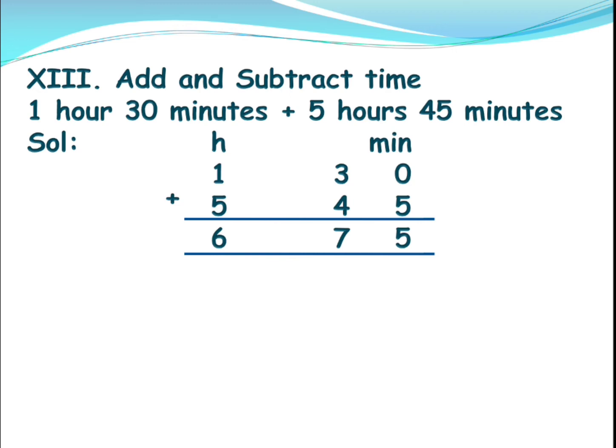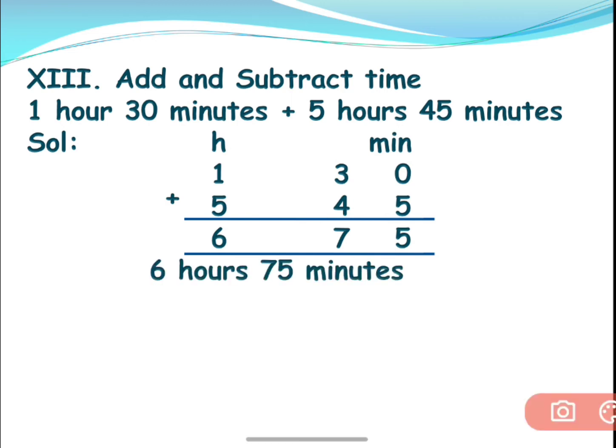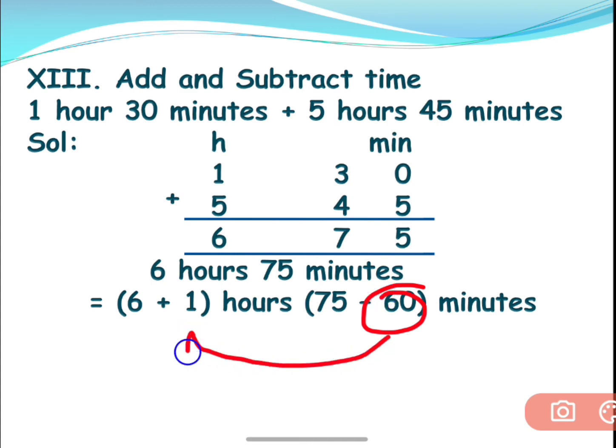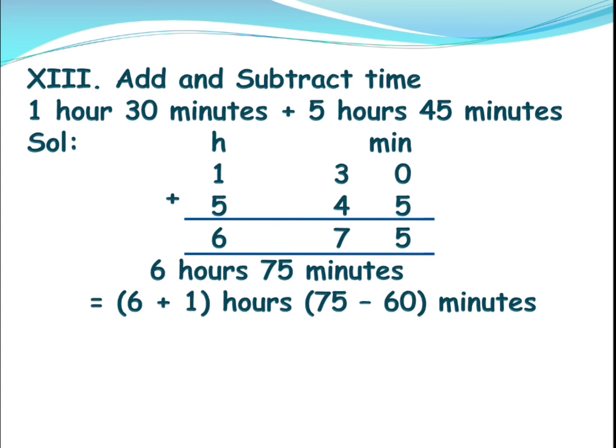Isn't it, children? So what we'll do is from this 6 hours 75 minutes, we will remove 60 minutes from here and add that 60 minutes as 1 hour in the hours. Okay. That becomes 6 plus 1 hours, 75 minus 60 minutes. So this 60 minutes, what we are subtracting in the minutes, we are adding in the hours as 1 hour. 60 minutes equal to 1 hour, isn't it? That we are adding there. So the answer will be 7 hours 15 minutes. Okay, children. So in this way, you need to do the addition of time.